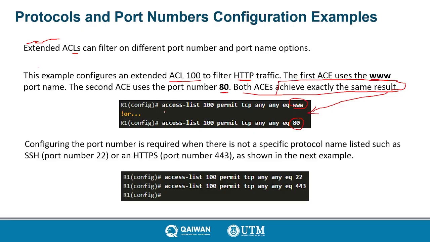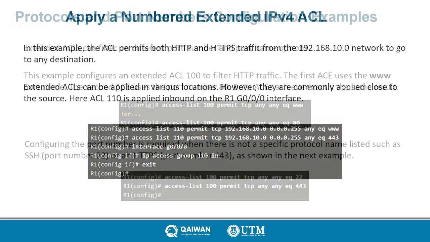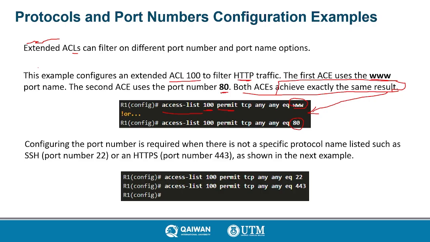So it says access-list and the number, and then permit or deny, and says TCP, any, equal to www or equal to 80. So it will give you the protocol name or the number. Configuring the port number is required when there is no specific protocol name. Examples are SSH, which would be port 22, or HTTPS, which would be 443, and so on. Or Telnet, I think Telnet is 23.